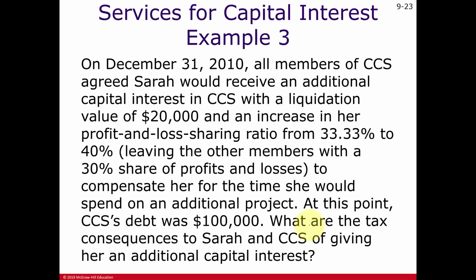So we have here another example where a partner is contributing services, and in exchange they're going to get a liquidation value, a capital interest. In this case, it's a liquidation value of 20,000 going to partner Sarah for the work she's doing. Sometimes they call this a guaranteed payment, when you're giving a partner an artificial salary or a specific dollar amount of income being assigned. And we'll talk about that in the second video. The other factors here don't come into play in determining how much she has to report as income.